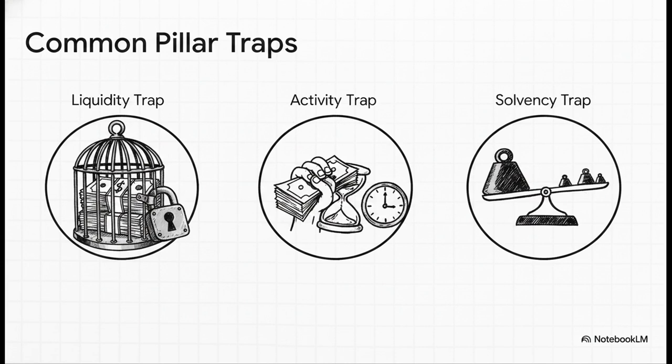We've also got the activity trap. A lot of people forget that when a company increases its days payable outstanding, meaning they take longer to pay their suppliers, it actually reduces their cash conversion cycle. They hold their cash longer, which is efficient. And the solvency trap. You can't just glance at total debt. Ignoring whether that debt is structured short-term or long-term is a rookie mistake that leads to incredibly weak analysis.